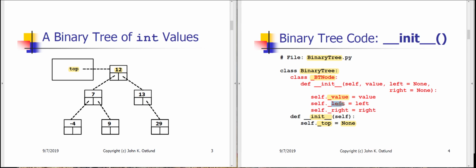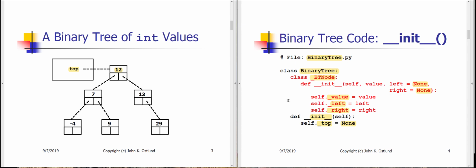And then there's going to be a left tree and a right tree, that is references to the left-hand side and the right-hand side. Notice that in our init function for the BT node class, the default value for these left and right are None. So when we create a brand new BT node, we will store some value that was passed in, but left and right by default are going to be None. We have the opportunity to pass in different left and right values, but in the implementation that we're going to look at here, left and right are always going to be None.